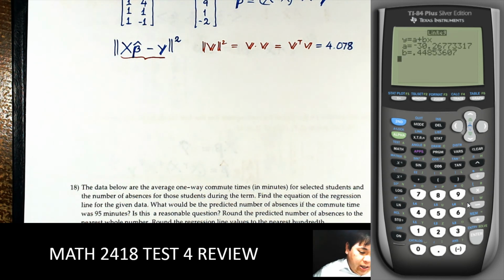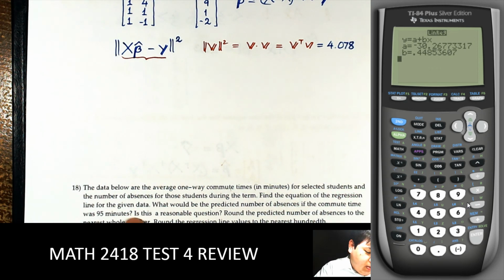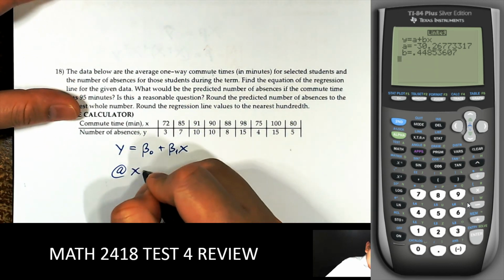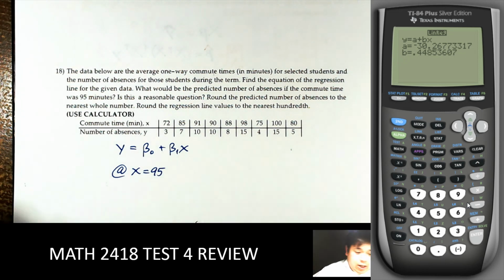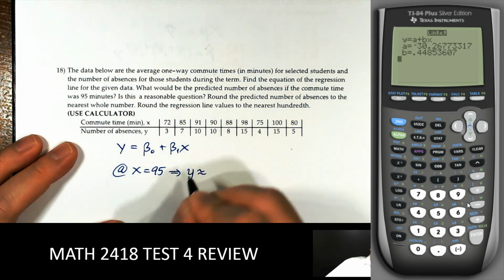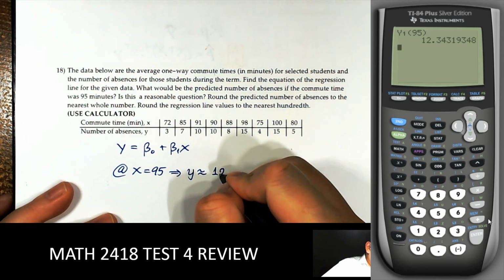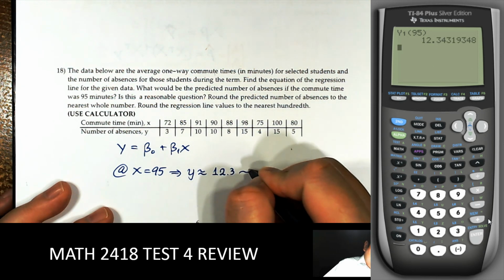Alright, so we have the equation. So what was the question? What would be the predicted number? Okay, it was 95. So the question asks us, first we find y equal to beta naught plus beta 1 x. And what happens if x equals 95? Then what is y approximately equal to? So remember, we have Y1 equal to the function of the straight line, so we don't have to copy it. All we need to do is, again, go to Y1, alpha, trace, and now we just need to know what happens when x equals 95, and that's all we do. It's 12.34 something. Let's round that to 12.